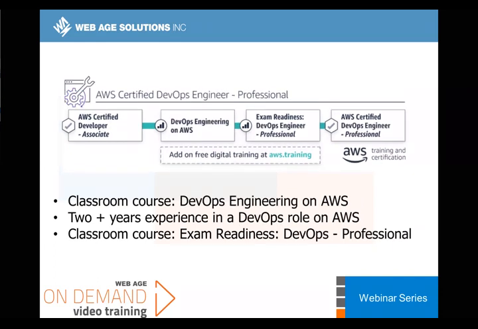Similarly, with the DevOps Engineer, the Developer Associate or SysOps Associate is a requirement. Well, it used to be a requirement, but is recommended now. You take DevOps Engineering on AWS. The DevOps Engineering course gives you the tools that you need to start building DevOps environments in AWS. A year after that, you've got 2 years of experience in a DevOps role. You go for the exam readiness class, you check that you're ready to pass, and you go for the Certified DevOps Engineer Professional certification.